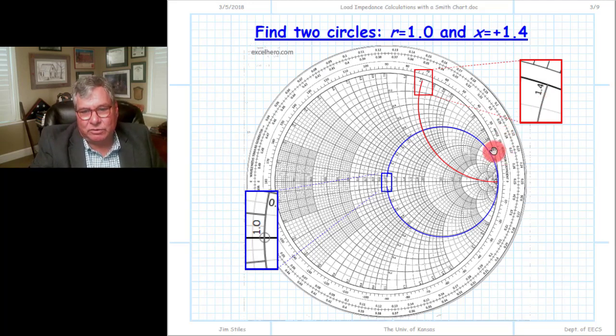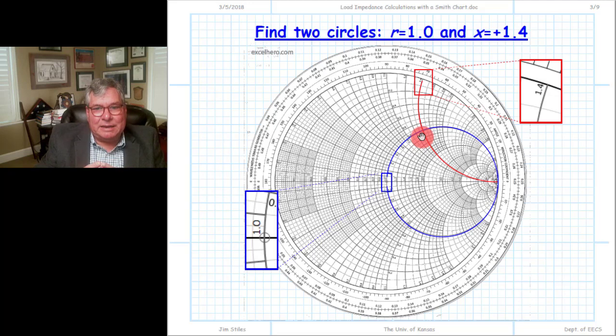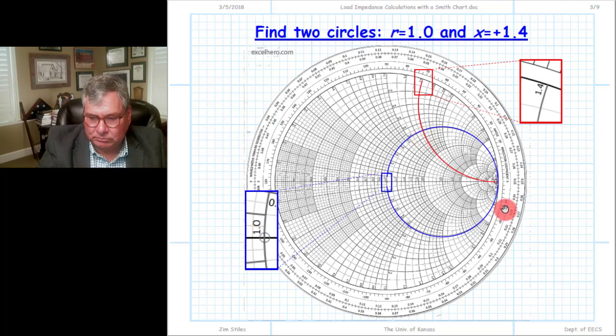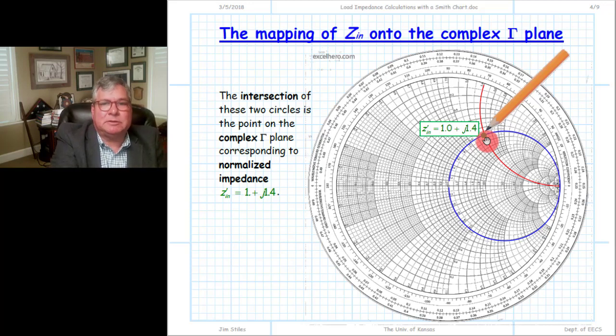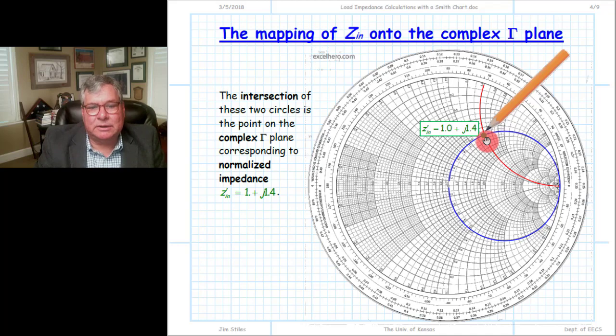And so we've identified 2 contours, the R equal to 1 contour and the X equal to 1.4 contour. At the intersection of those 2 contours is a point. That point is not the normalized input impedance. It is the location of the input reflection coefficient of that input impedance on the complex gamma plane. So we put a marker there on our Smith chart. We know that location is the proper location for gamma in, the value of the reflection coefficient that has been transformed from our known input impedance in the normalized impedance plane onto the complex gamma plane, in other words, onto the Smith chart.